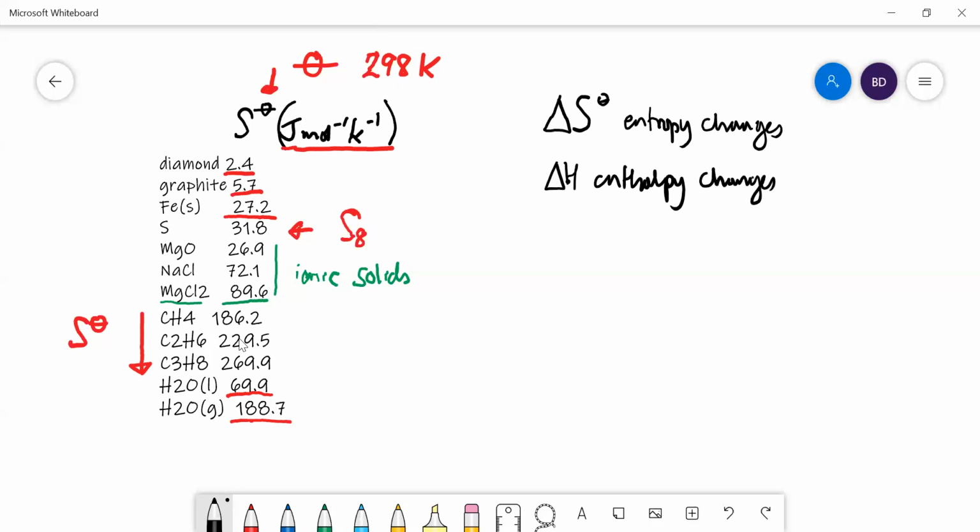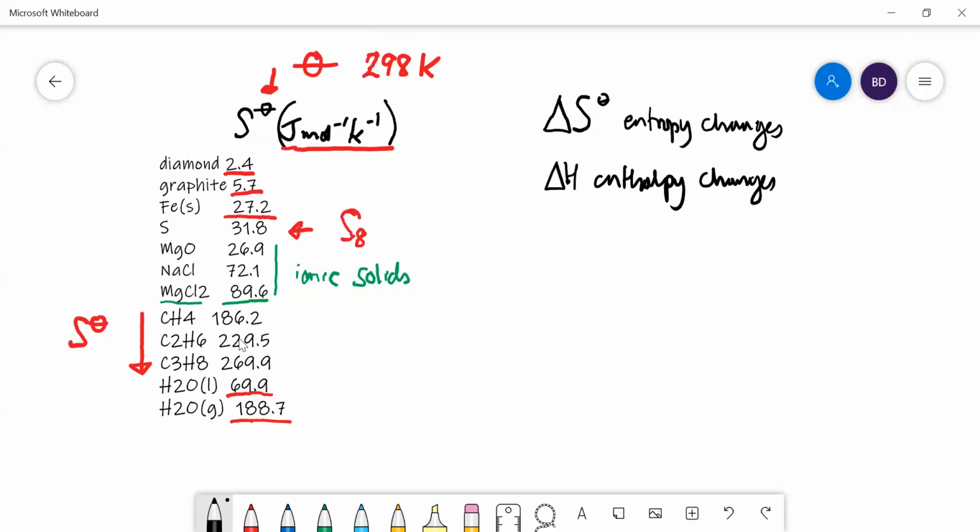Very often, we're interested in the entropy change. So I want to show you how to work out the entropy change of a chemical reaction, given standard entropy values, and it's very straightforward. I'll just give you a couple of examples.